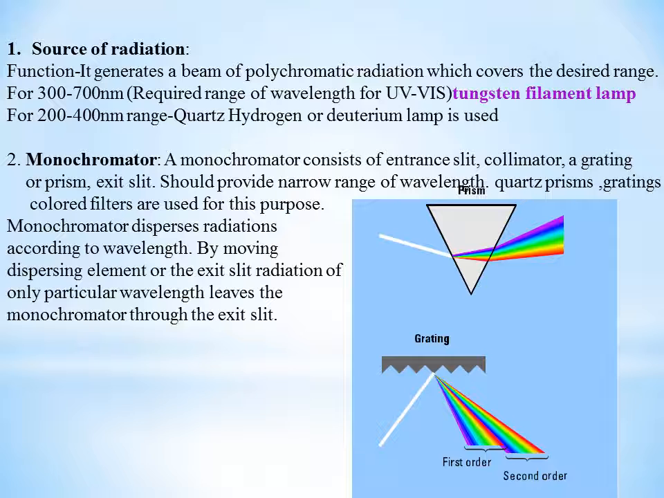Here the diagram of a prism and that of a grating is shown. In between the two slits, this prism or this grating is there. What is the function of this prism or grating? It disperses the polychromatic radiation, and then through the exit slit we can get our desired wavelength. So the function of the prism and grating is to disperse the polychromatic radiation.